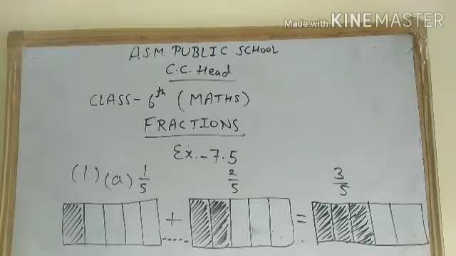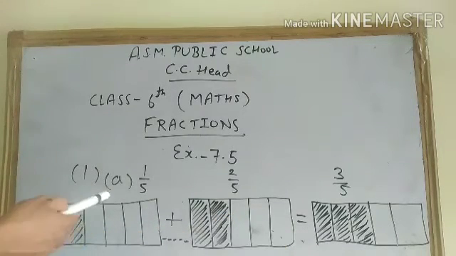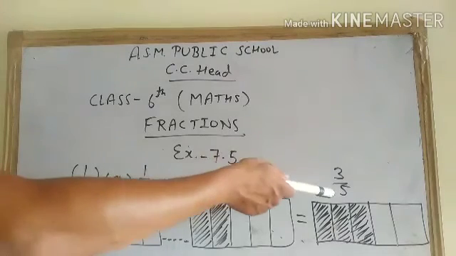As you know, the fractions chapter is going on, and today we are going to start exercise 7.5. In exercise 7.5, there is a first question, and I am doing the first A part. Look at this question. There are three diagrams. In the first diagram, one part is filled. In the second diagram, two parts are filled, and in the third diagram, three parts are filled. So first of all, we will write the fraction for all these parts. These are 1 by 5, 2 by 5, and 3 by 5.